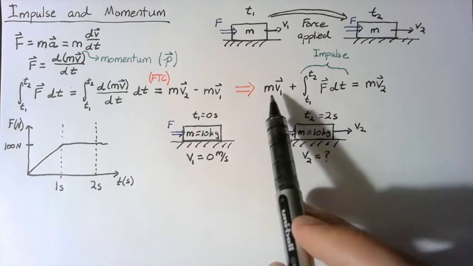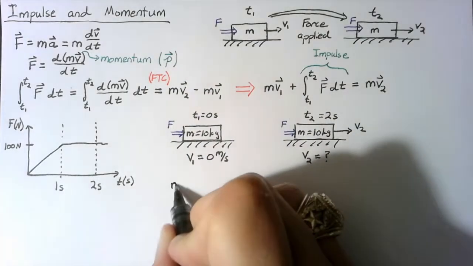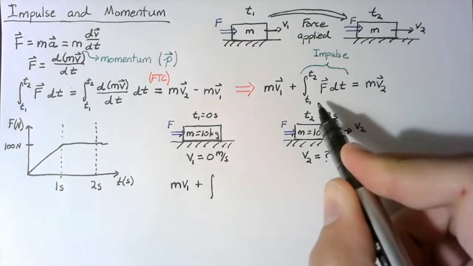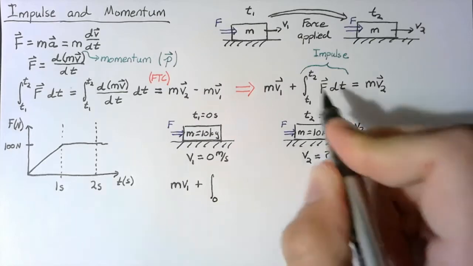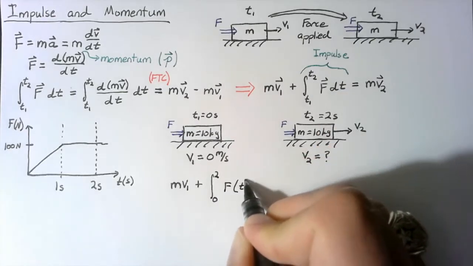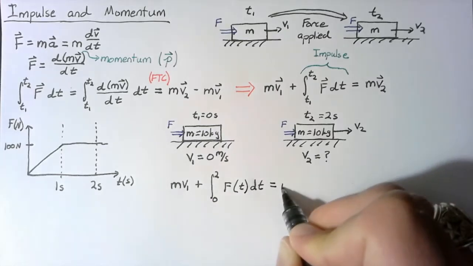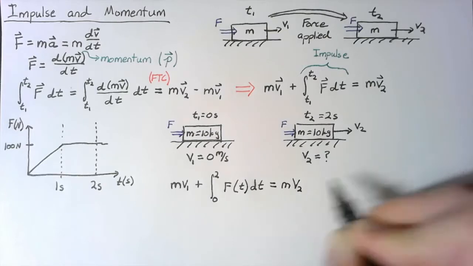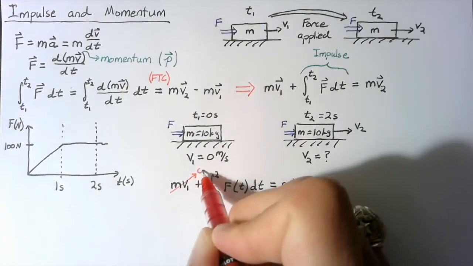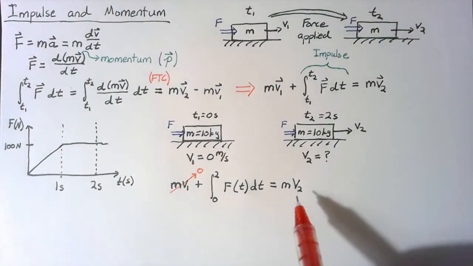So now we can look at this equation up here and do a little bit of math. So mass times velocity 1 plus this integral from t1, which is 0 seconds, to t2, which is 2 seconds, of this force, which is changing with respect to time, is equal to mass times this unknown velocity v2. So easy things first. We can get rid of this because v1 is equal to 0. Then all we need to do is integrate this term, and we'll be able to solve for v2.